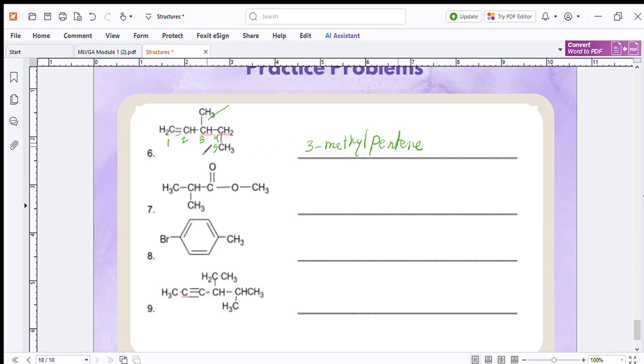Pag hindi siya sa number 1, kailangan natin sulatin yung location na kung saan. Ito ba ay number 2, number 3, at ganun. So, it is 3-methylpentene.